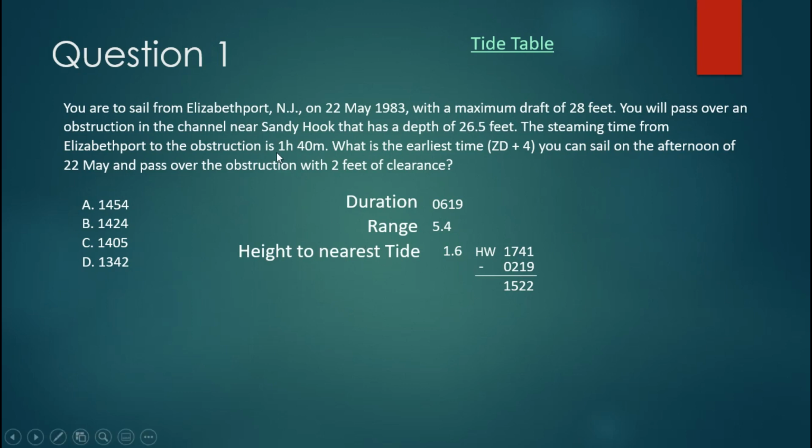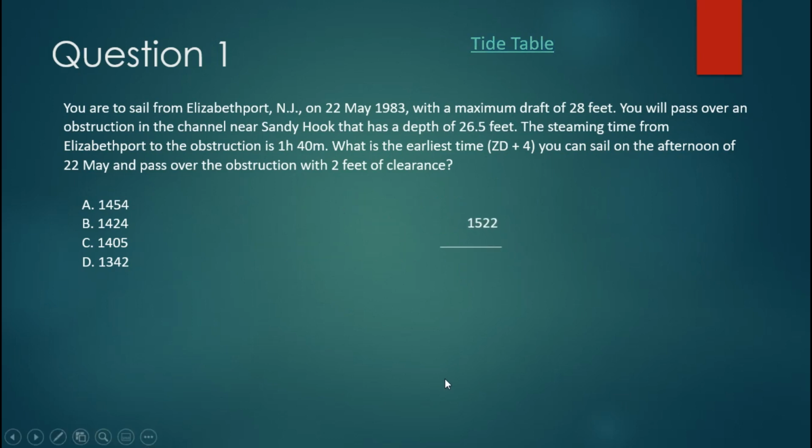Now right here you may think you're finished, but if you look back at the problem, we have a sailing time of 1 hour and 40 minutes, so we can actually leave an hour and 40 minutes before this time here. That 15:22 is the time that the tide will be 3.5 feet high, but we can leave an hour and 40 minutes before then. So we'll subtract that hour and 40 minutes from 15:22. We come up with 13:42, which is answer D, and that will be the correct one.